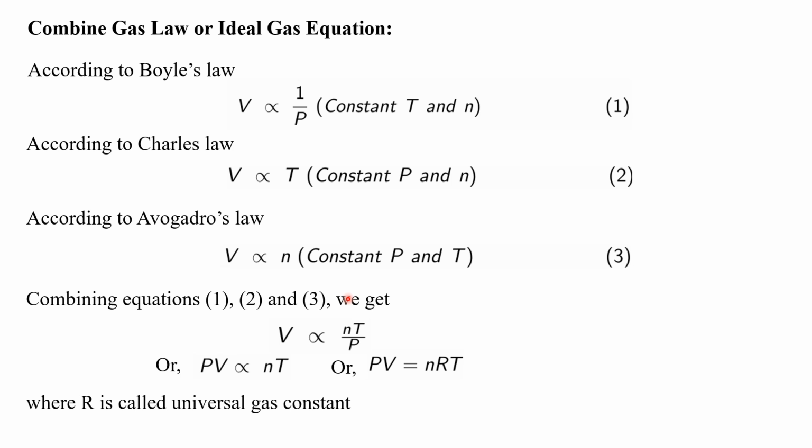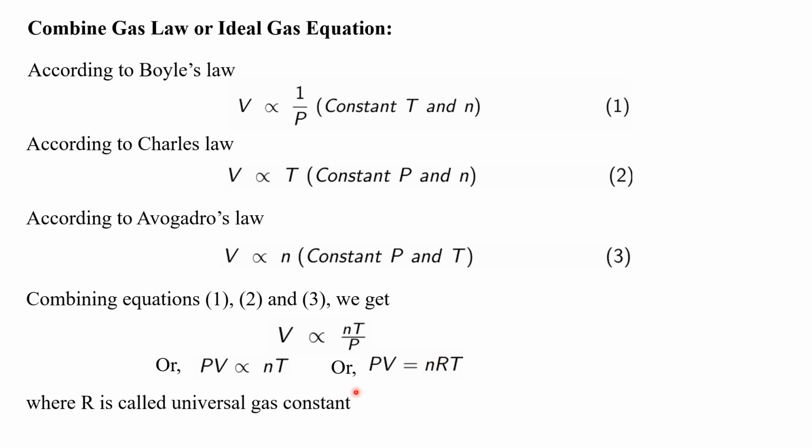Now if we combine all these laws that we discussed, Boyle's law says V is inversely proportional to P, or V is proportional to 1 by P when temperature and amount of gas are constant. According to Charles's law, V is proportional to T when pressure and number of moles are constant, and according to Avogadro's law, V is proportional to N when P and T are constant. So if we combine all these three, we get V is proportional to N times T by P, or PV is proportional to NT, or PV is equal to nRT.